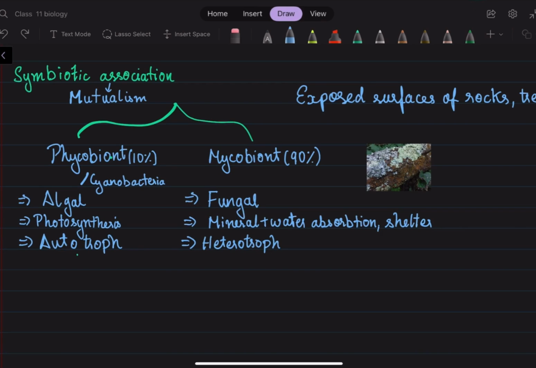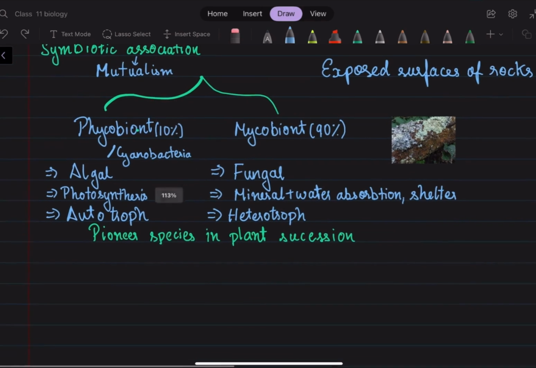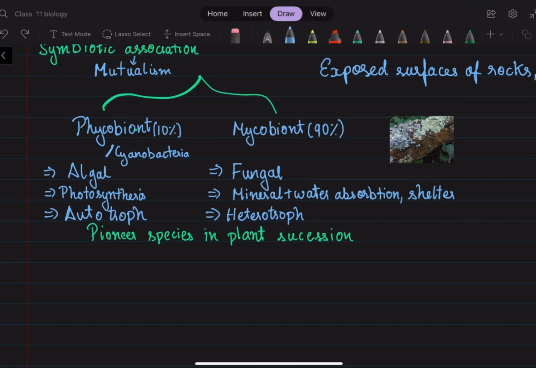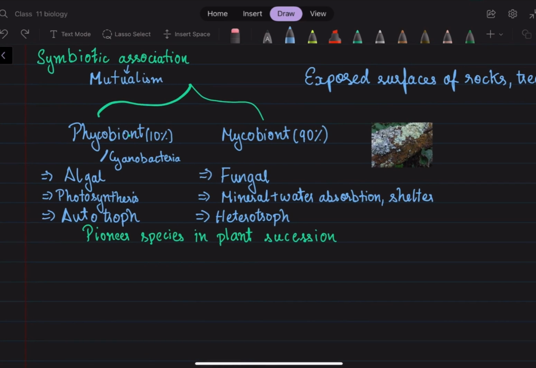Next, lichen plays two major roles. What are those? First is that it acts as a pioneer species in plant succession. So what is a pioneer species? Whenever there is a place where there is completely no life, the first species to come and occupy that particular place is called a pioneer species. So basically in plant succession, this is the first one to occupy the land with no life.